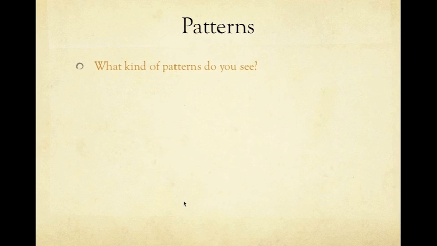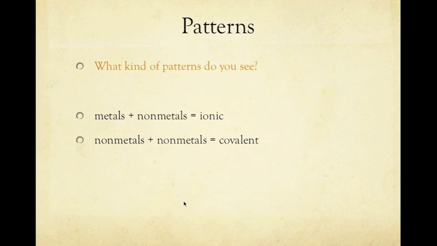Okay, so to sum it all up, what patterns we should see: remember that metals plus nonmetals make an ionic bond, nonmetals plus nonmetals make a covalent bond, and when ionic we have the transferring, and when covalent we have the sharing.